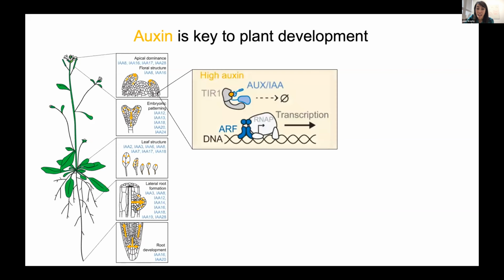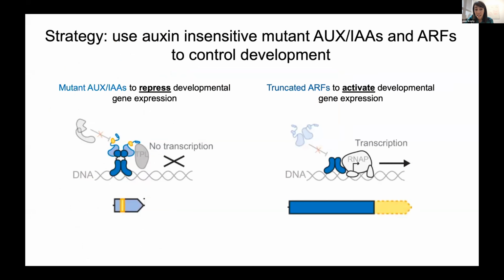In tissues where there's high auxin, the Aux/IAA protein becomes bound to TIR1, a ubiquitin E3 ligase, which then leads to its degradation. The degradation of the Aux/IAA frees up the ARF to recruit an RNA polymerase and initiate the transcription of downstream genes. So what is exciting is that we might be able to use mutant versions of these Aux/IAAs and ARFs in order to control development.